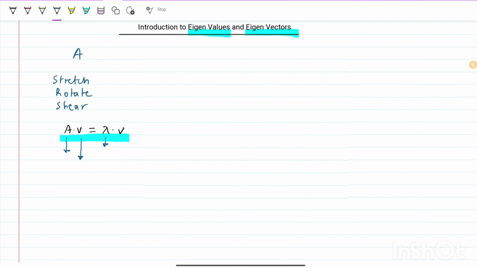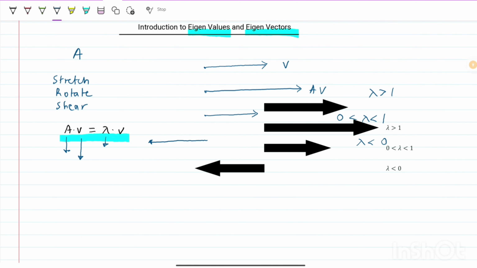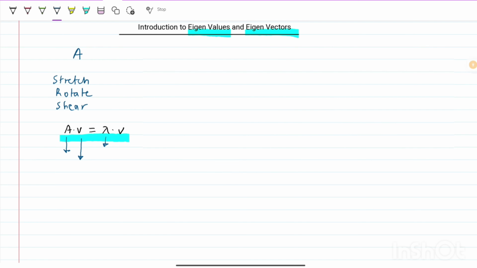Let's think about this geometrically. Imagine V is an arrow. When we multiply it by A, it might get longer or shorter or even go in the opposite direction. The eigenvalue lambda tells us how much the vector is scaled. If lambda is positive but less than 1, then the vector shrinks. If lambda is greater than 1, then the vector gets elongated. And if the value of lambda is less than 0, then the vector stretches in the opposite direction.